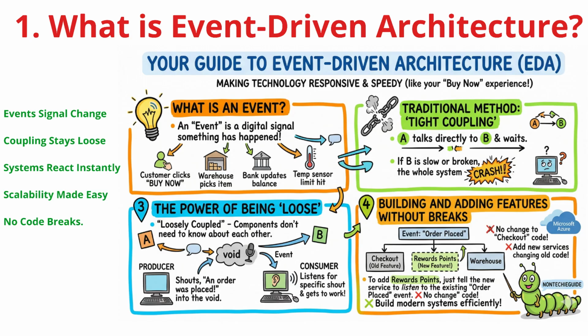An event is just a digital signal that something important happened, an order placed, a sensor triggered, or a new message. Instead of waiting, a producer simply shouts the news into the void. Meanwhile, consumers, like your bank or the warehouse, listen for that specific shout and react instantly. Because these parts are loosely coupled, they don't need to know each other exists. This allows you to add new features like a rewards program without touching your original code. It's the secret to building fast, flexible, and resilient systems on Azure.